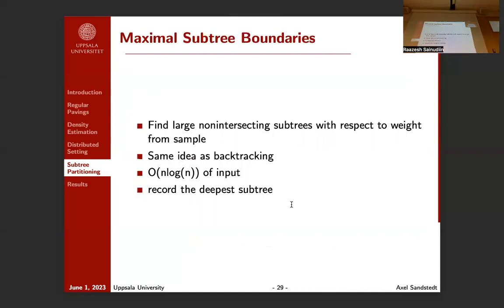Now, the idea is that we want to find large non-intersecting subtrees with respect to the weights of the leaves. And it's the same idea as backtracking. And we can do this in n log n, where n is the sample size. And then we record the deepest subtree which we generate. So we record the depth of the deepest subtree.